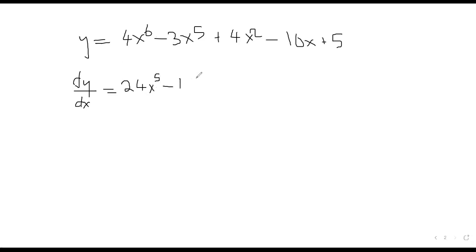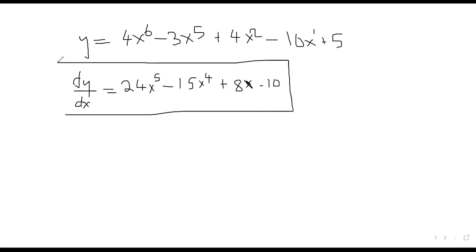3x^5, we're going to differentiate this. We're going to get 15x^4. We differentiate 4x^2, we're going to get 8x to the power 1, we never write 1. Then we have 10x, with an invisible 1 there. So 1 times 10 is 10. Subtract 1 from the power of x, we get 10. The derivative of 5, which is a constant, is 0. So this is how we differentiate that function.